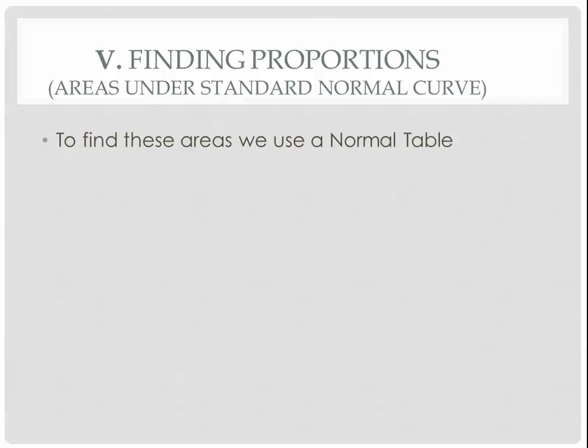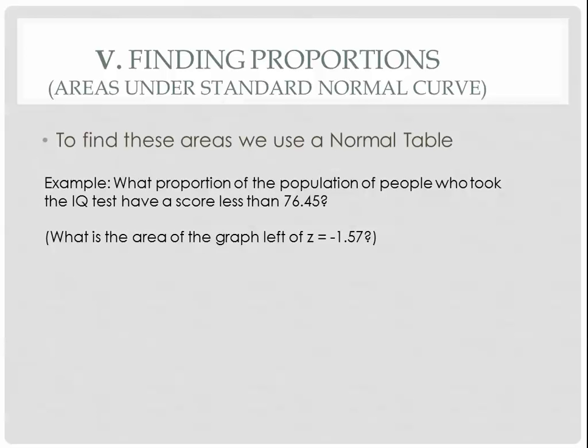So let's talk about using a normal table because that's how we find these areas. Basically, before we had calculators, everyone always used the normal table. We didn't have these graphing calculators that did these fancy things. The whole point of standardizing is that you didn't want a table for every single possible normal curve. It would be impossible. But if we have one table for the standard normal and we can make everything standard normal by standardizing, getting this z-score, then we only need the one table.